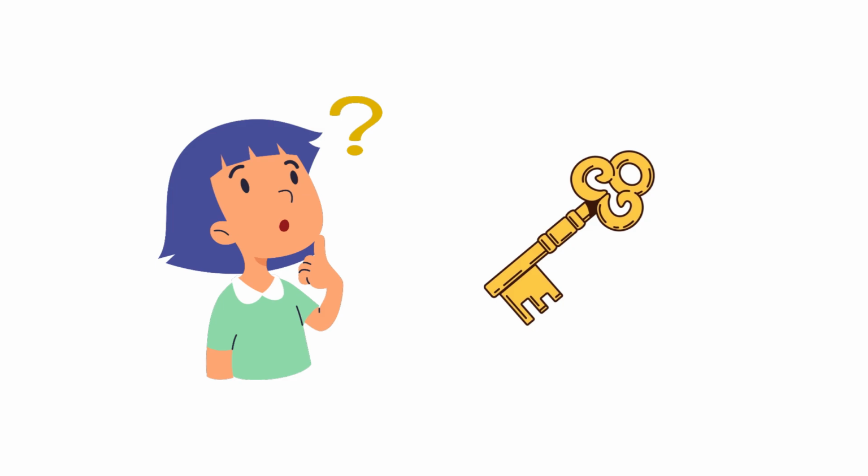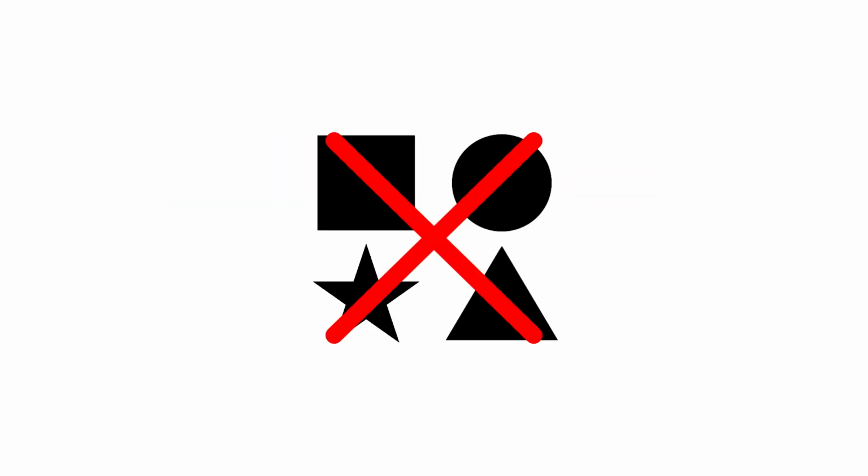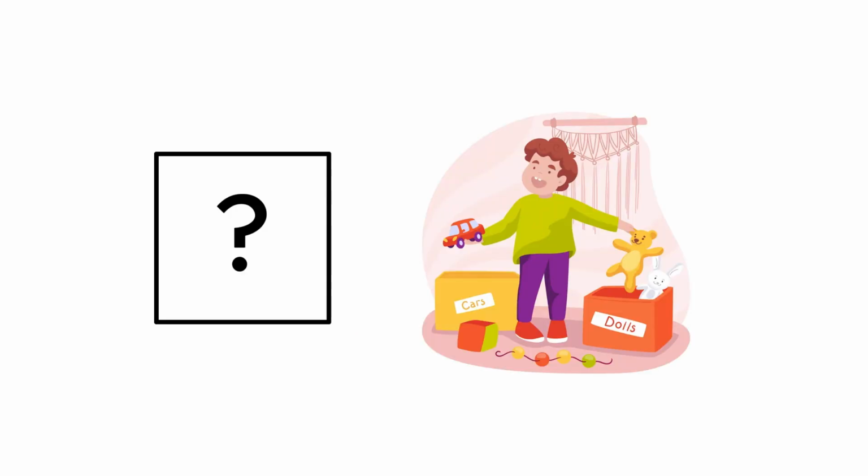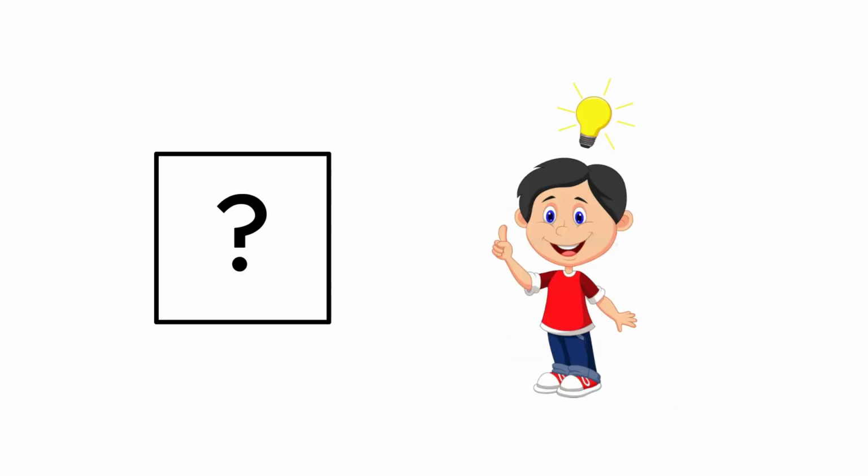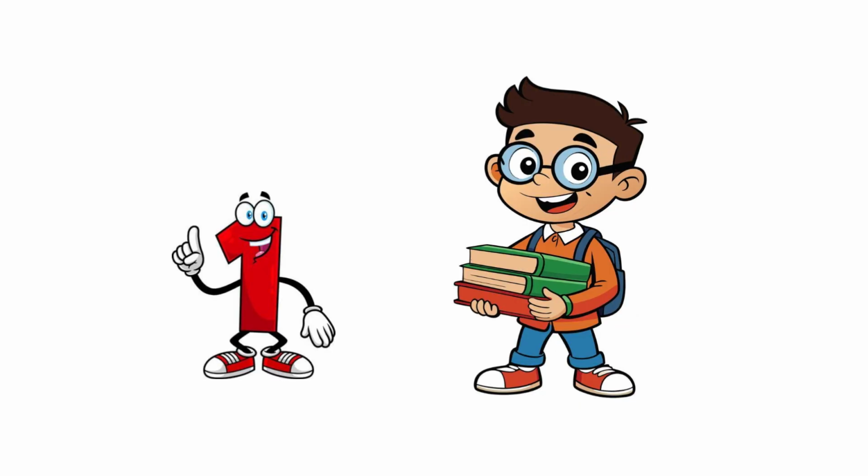Now here's the key question. What happens when you have 0 objects? How many different ways are there to arrange nothing? If you think about it, there's exactly one way. You leave it empty. And since there is exactly one way of arranging nothing, by definition, 0 factorial must equal 1.